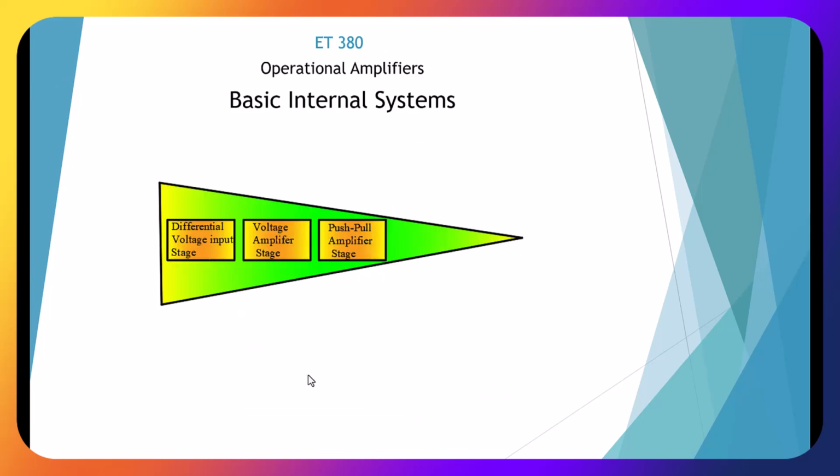Internally in an op-amp, we have a differential voltage input stage, a voltage amplifier stage, and a push-pull amplifier stage for current.